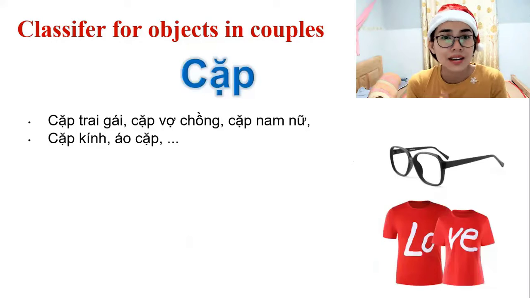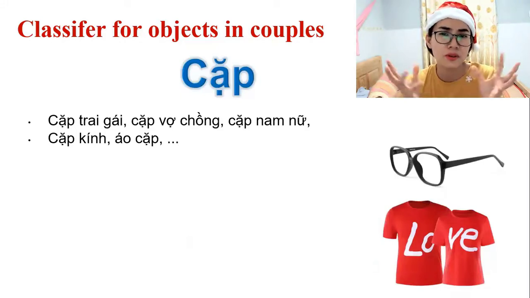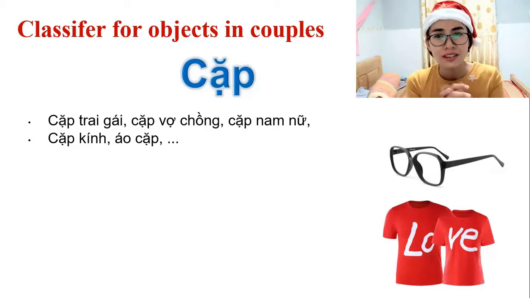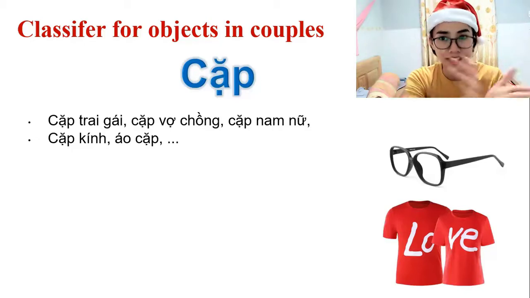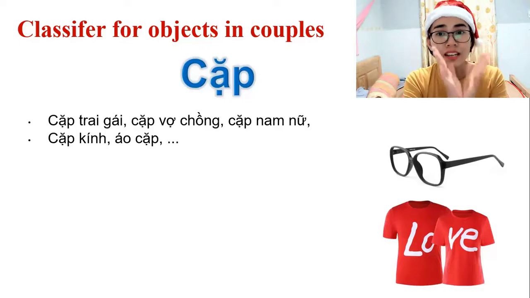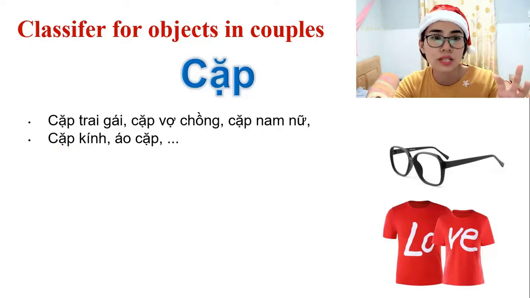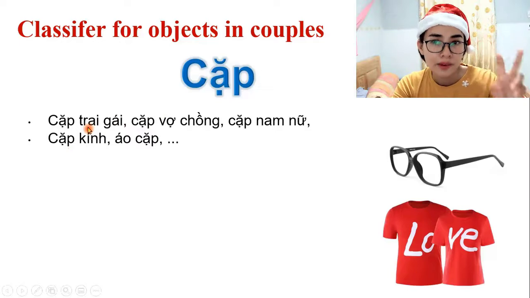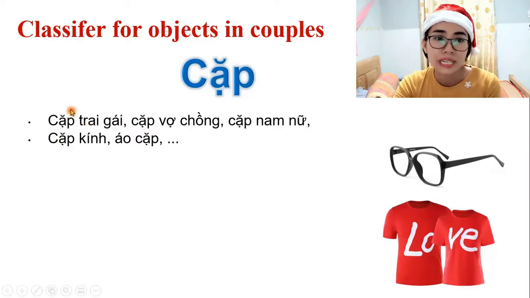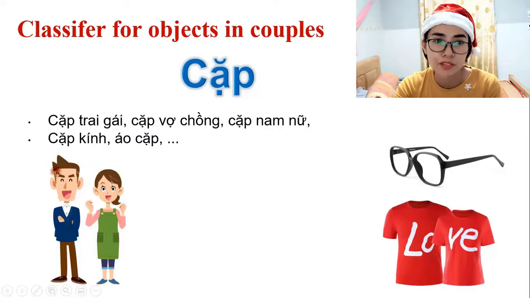Agree with me? So đôi. Next, we have a classifier for objects in couples. Also pairs, but couples is a little different. Sometimes it's confusing, but let's study the nouns together with the classifier, and then maybe you will get the idea. So we have cặp to talk about a couple. A couple is usually a man and a woman. So cặp trai gái, or husband and wife, cặp vợ chồng.